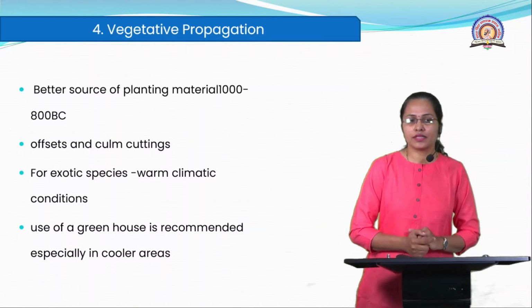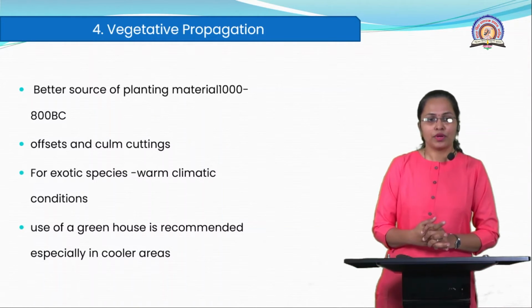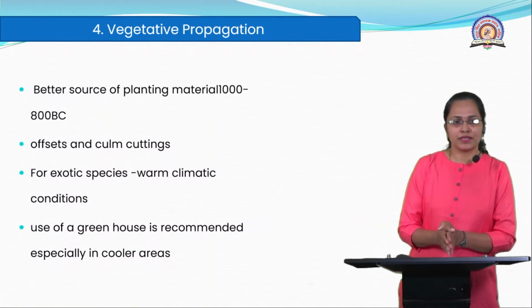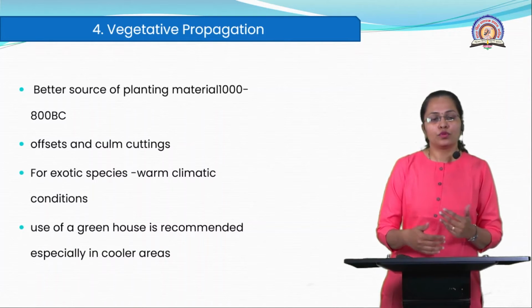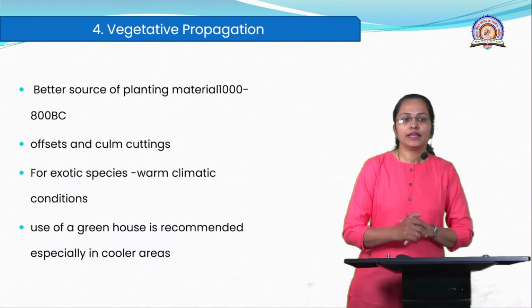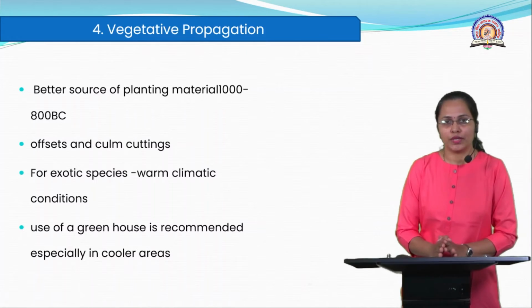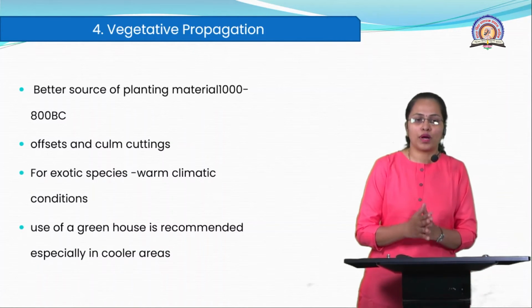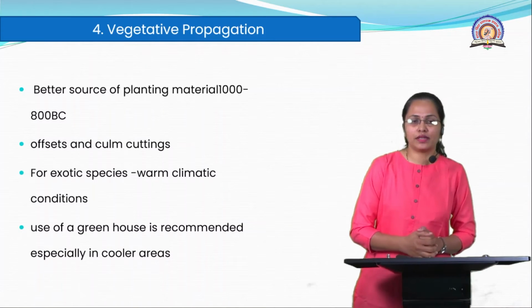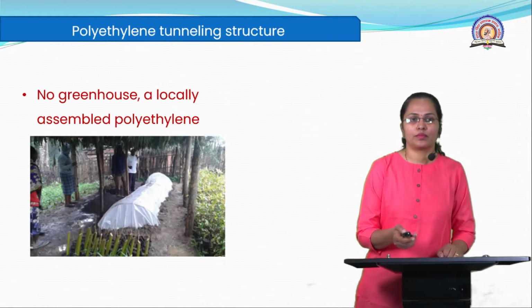But in case of the exotic species, this production of bamboo is possible in warmer climatic conditions, where exotic species can be propagated by means of vegetative propagation. But in cooler areas, there is a requirement of a greenhouse. For growth of bamboo plantlets, a little bit of warmth is required, and therefore in cooler regions the use of a greenhouse is always recommended.